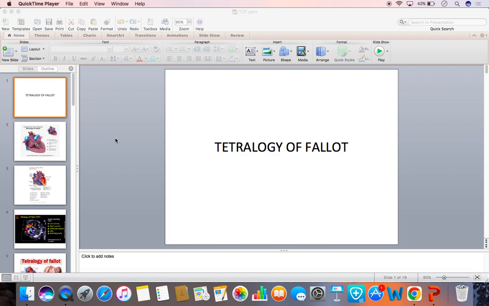Pulmonary stenosis is the most determining factor for the severity of the tetralogy of Fallot. Pulmonary stenosis occurs at the infundibular level. Sometimes it could be valvular stenosis. The valve could be bicuspid. There could sometimes be pulmonary branch stenosis.